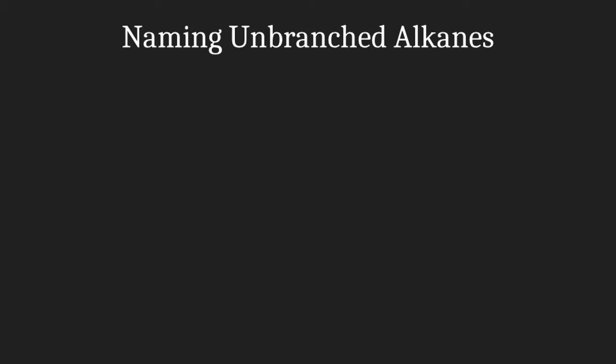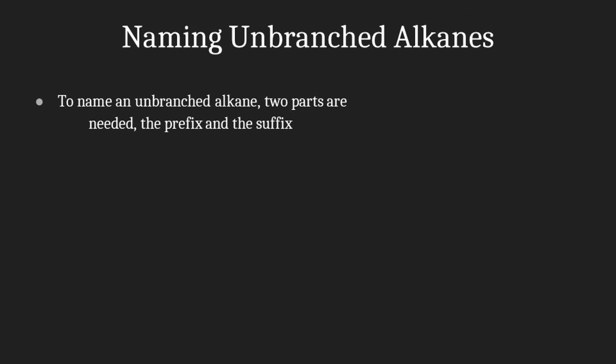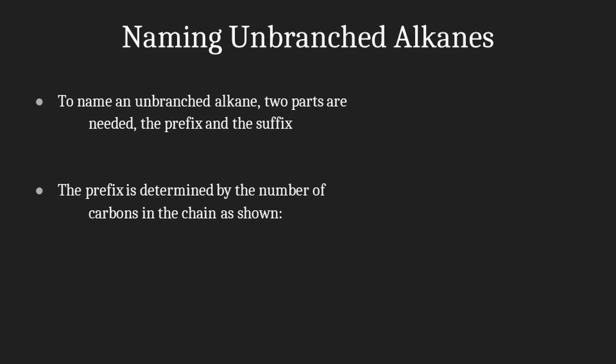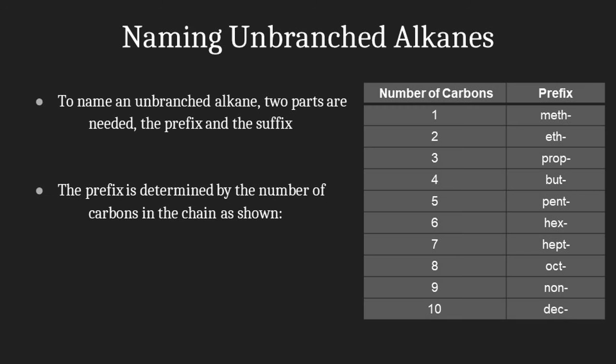So now, let's go through the steps of how to name an unbranched alkane. To name an unbranched alkane, we need a prefix and a suffix. The prefix is determined by the amount of carbons in the chain, and it's shown in the chart on the right. So for example, if we had a chain of carbons that had 2 carbons in it, the prefix would be eth. If we had 8 carbons in the chain, it would be oct, and so on as shown in the chart. I suggest you pause and copy down that chart, or take a picture of it, as we will be referring to it throughout the video.